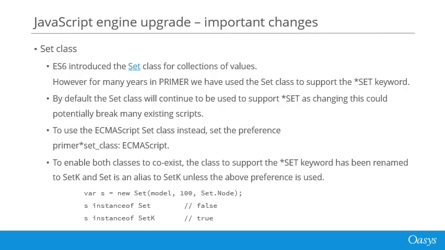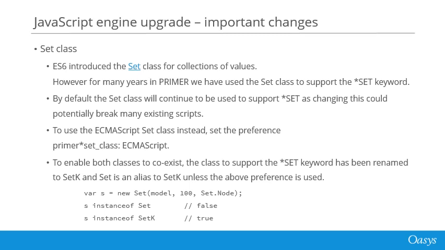ECMAScript 6 has introduced a set class for collections. However, several years ago, we also defined a set class in Primer to allow access to the *set keyword in LS-DYNA. If we now change the name of this class to something else to allow set to be used for ES6, we could break lots of existing scripts. So, by default, set will continue to be used for our *set support and not the ES6 set class. If you do want to use the ES6 set, there is a preference which you can set to enable it.